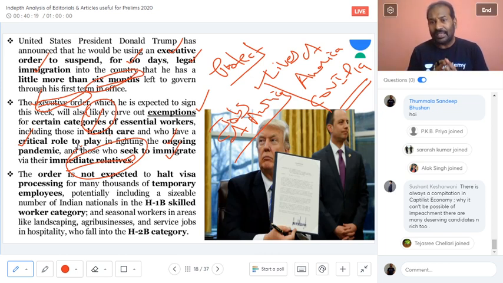And Sushant said that there is always competition in a capitalist economy. Why can't it be possible, if impeachment, that there are many deserving candidates and rich too?